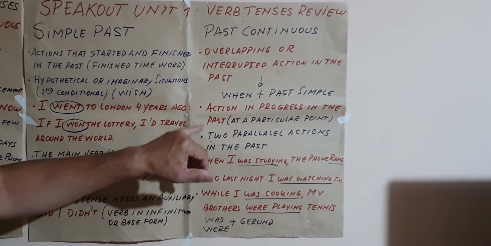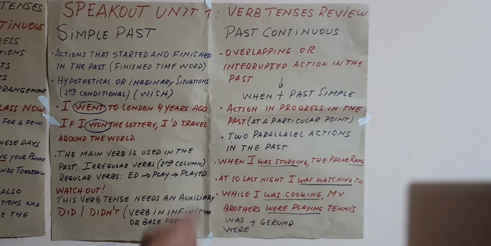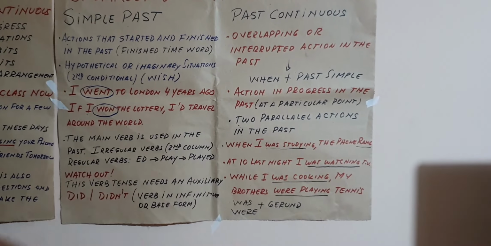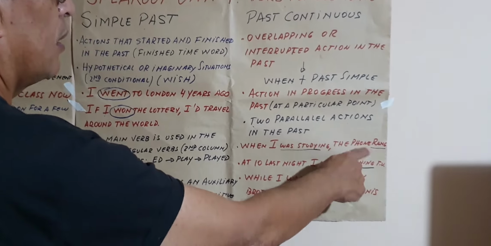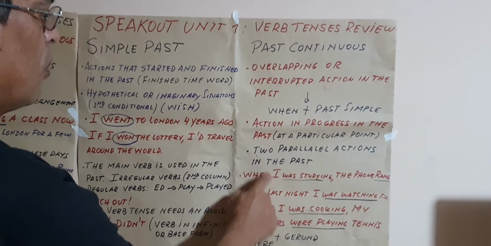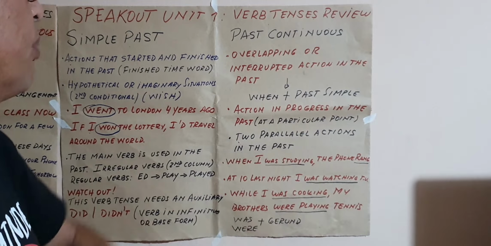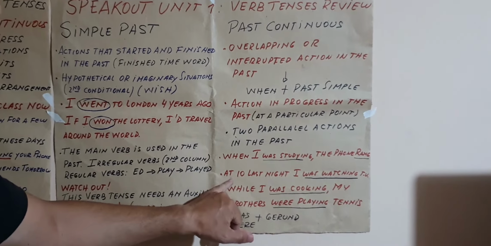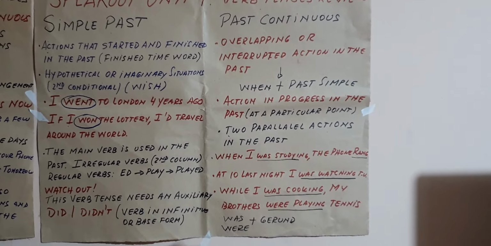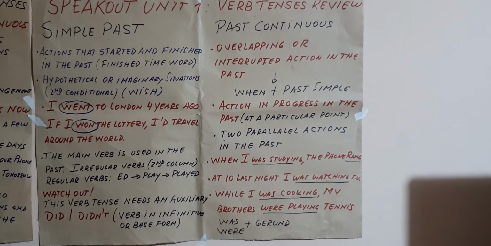For example, this one, when I was studying, the phone rang. So these are two overlapping actions, but one interrupts the other. The phone rang. This action interrupts the fact that I was studying, so we use when. Or an action in progress at a particular point in time. For example, at 10 last night, I was watching TV. Or two parallel actions in the past. While I was cooking, my brothers were playing tennis.